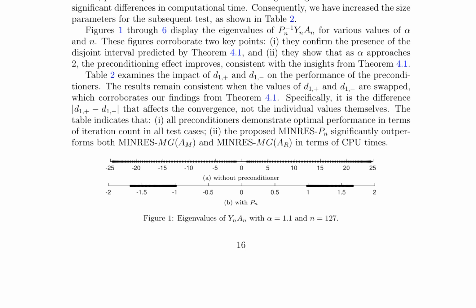The results indicate that the proposed MINRES-P_n outperforms both MINRES-MG-A_M and MINRES-MG-A_R in terms of CPU times, while all preconditioners demonstrate optimal performance in terms of iteration count. However, the CPU time for MINRES-P_n does not scale properly with n, potentially due to the limited size of n.